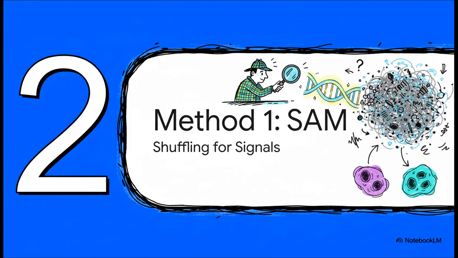Okay, so how do you find this signature? Well, you call in a detective. And our first detective is a really clever statistical method called SAM. That stands for Significance Analysis of Microarrays. Its whole strategy is about figuring out the difference between a real pattern and just random chance.